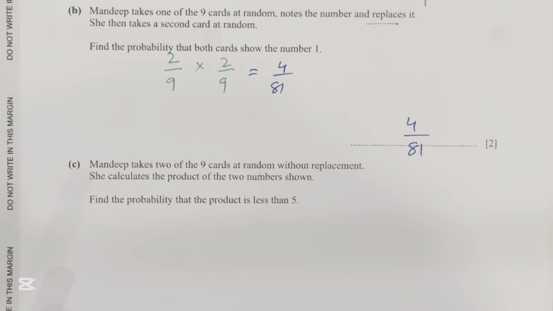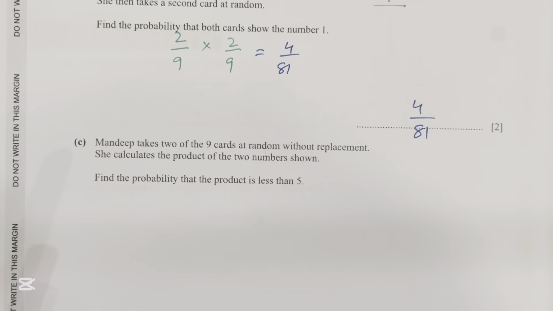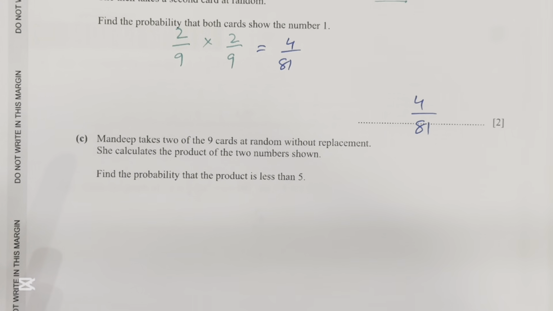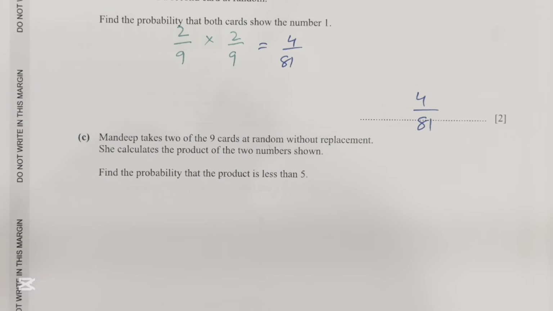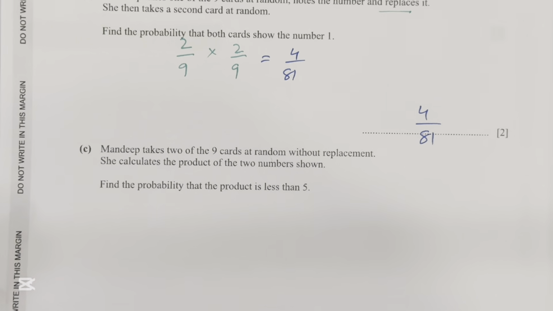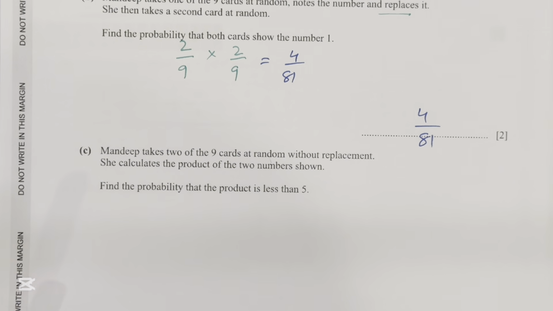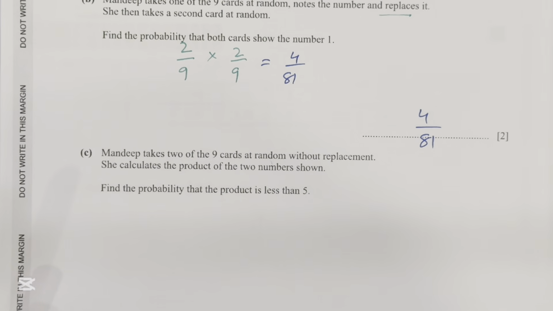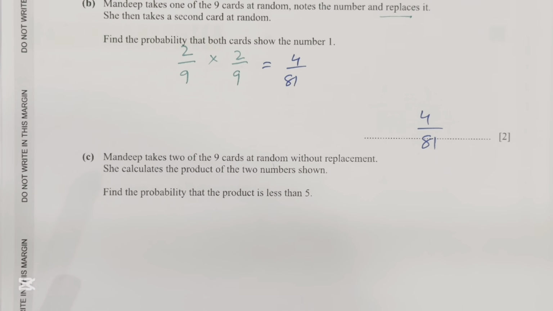Moving to part C, Mandeep takes 2 of the 9 cards at random without replacement. She calculates the product of the 2 numbers shown. Find the probability that the product is less than 5. Okay, how many times does the product come less than 5?